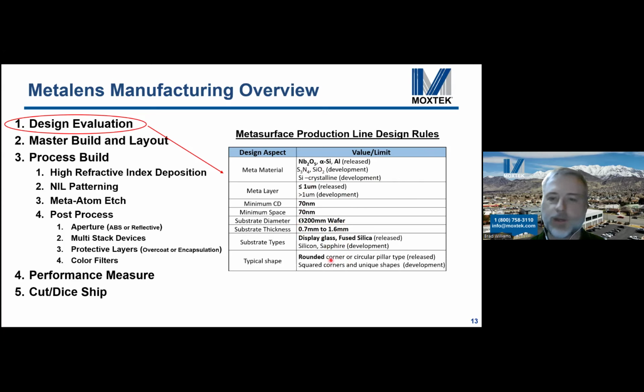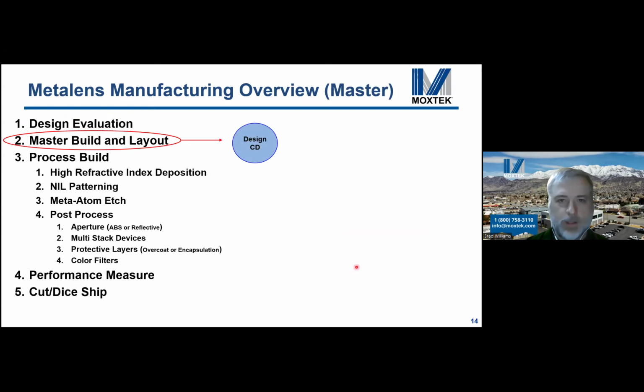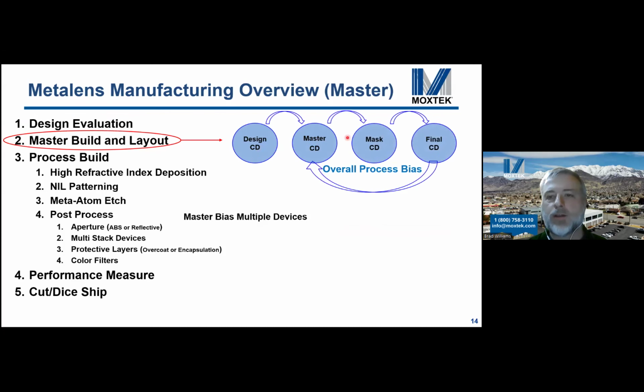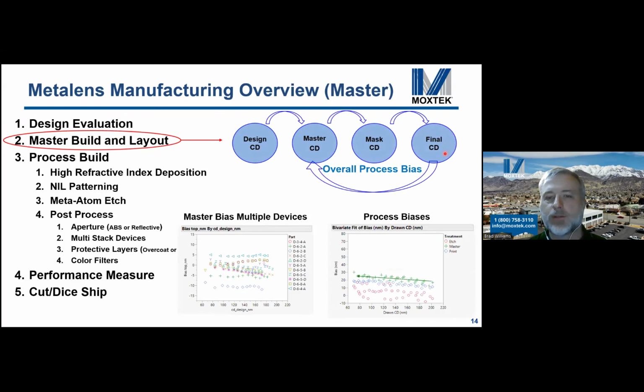We start out, as you saw in the pictures, with rounded pillars, but we're working on lots of other different shapes too. Then you've got to build your master, and to build your master, you've got to take into account all the biases through your process to your final CD. So then you've got to back calculate to make sure your master bias is set, so your final CD is as designed. You can see a lot of the work we did here is building a good master, and this is on a nanometer scale.